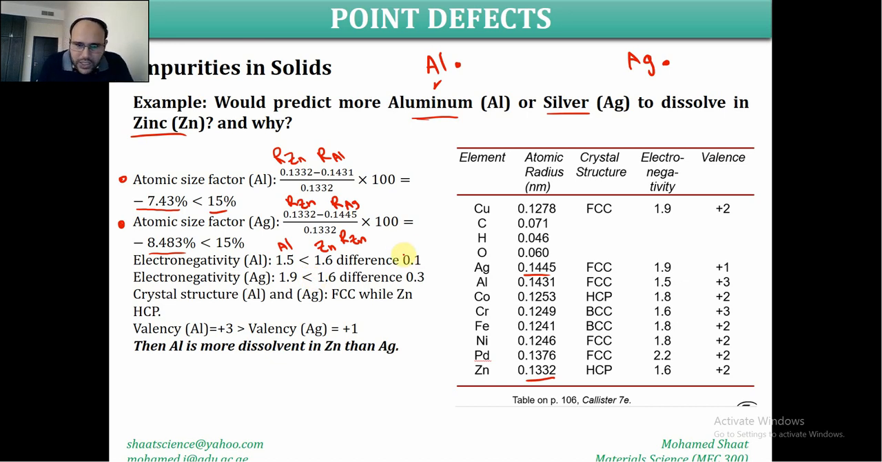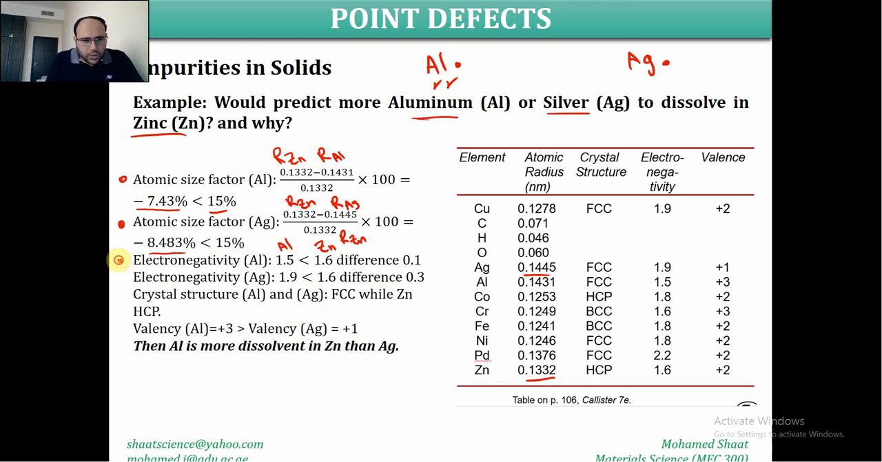Why? The difference here is too small in comparison to the other one. It is 0.1 here, and 0.3 there. So this gives another point to the aluminum. The aluminum is going to be much better than the silver as a solvent to form a substitutional solid solution.